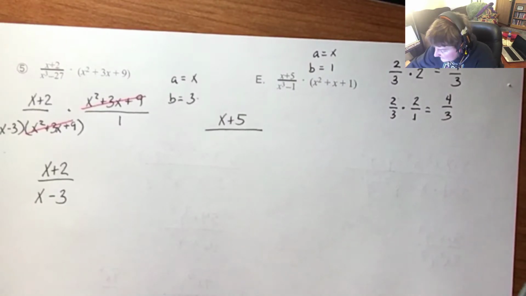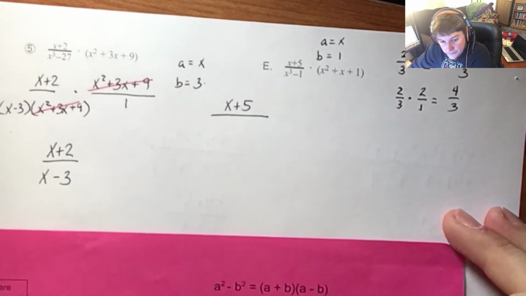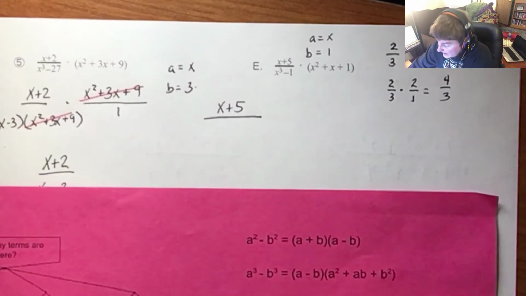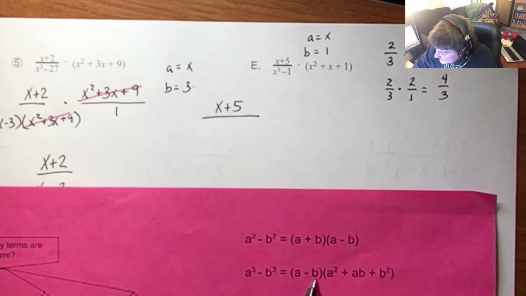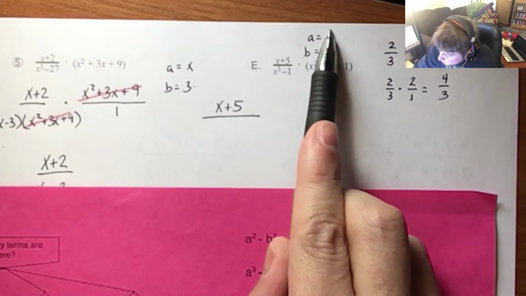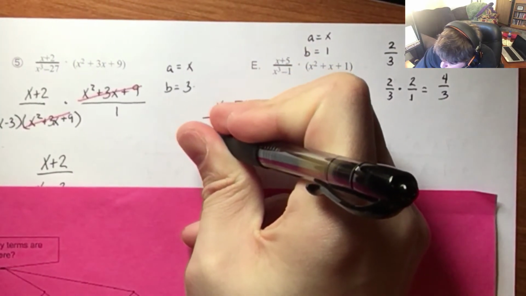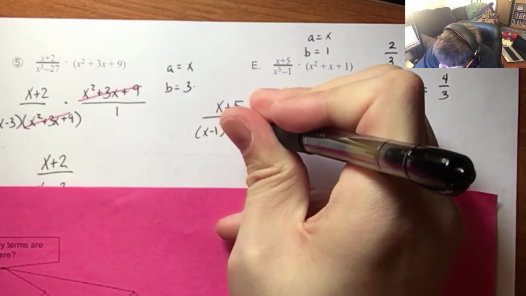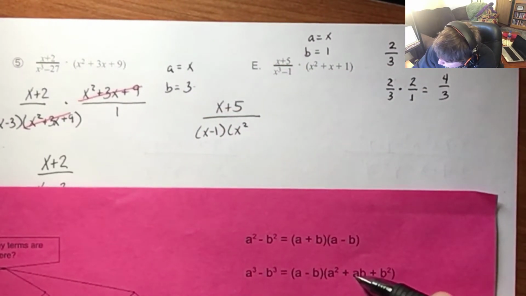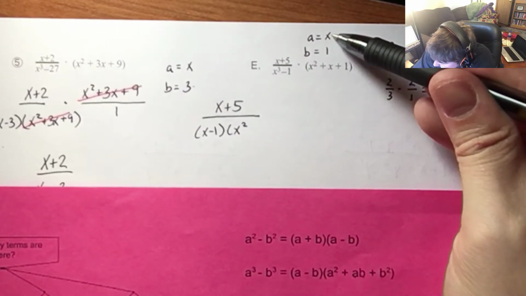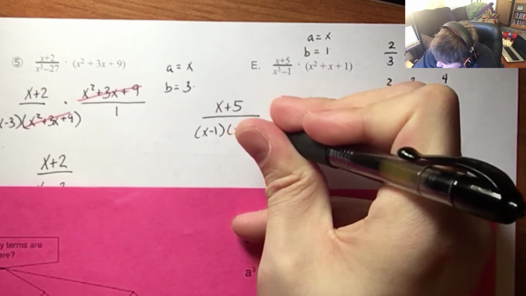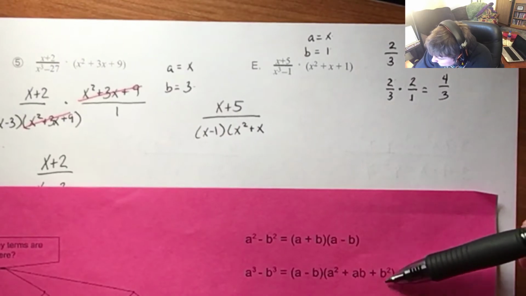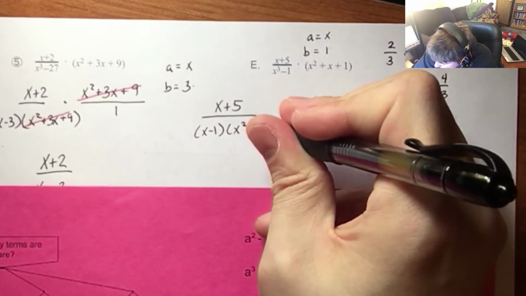So let's pull that difference of cubes formula up. Anywhere I see a, I'm going to put x, and anywhere I see a b, I'm going to put 1. So we're going to start with a minus b, which would be x minus 1. Then x squared plus a times b, so x times 1, which is just x. And then b squared, so 1 squared, which is 1.